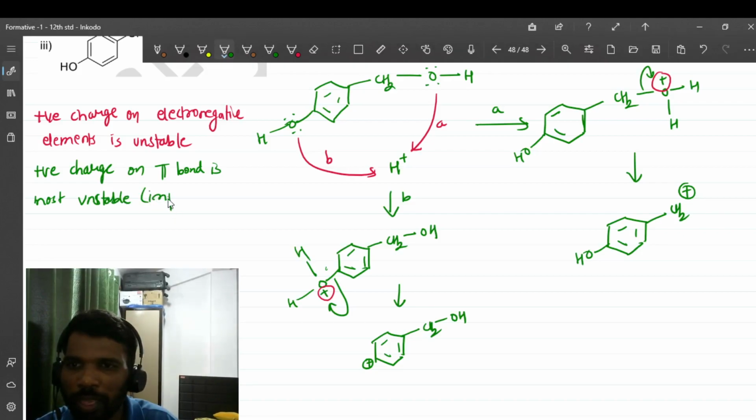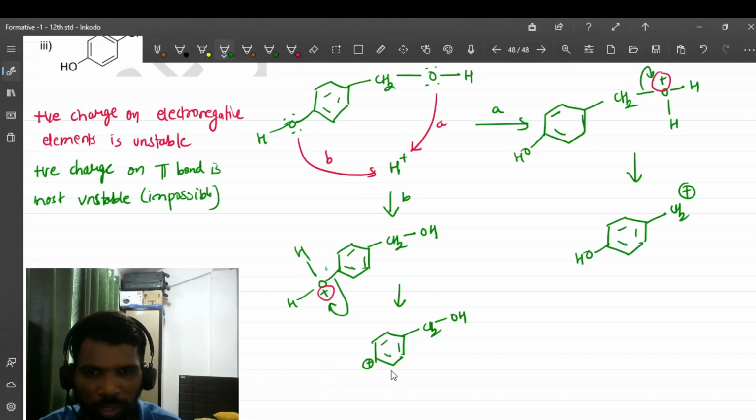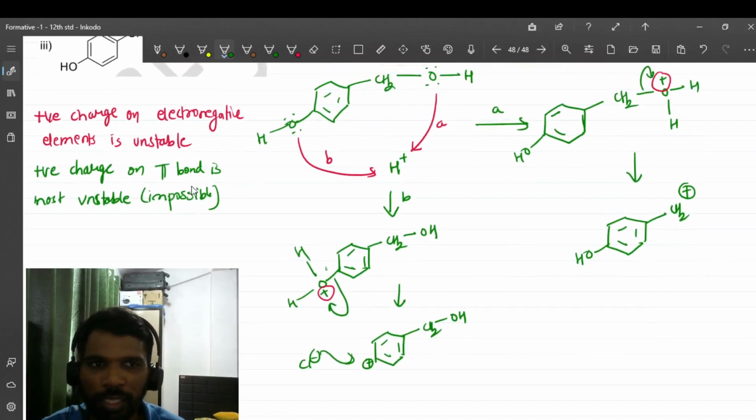Or impossible, I'll write. Impossible. So this is less stable. So whatever Cl minus is attacking over here will be forming in less amount. This will be a minor product. But major product, what was that? Cl? Yes, Cl. So Cl minus, which is there, it will attack on this.